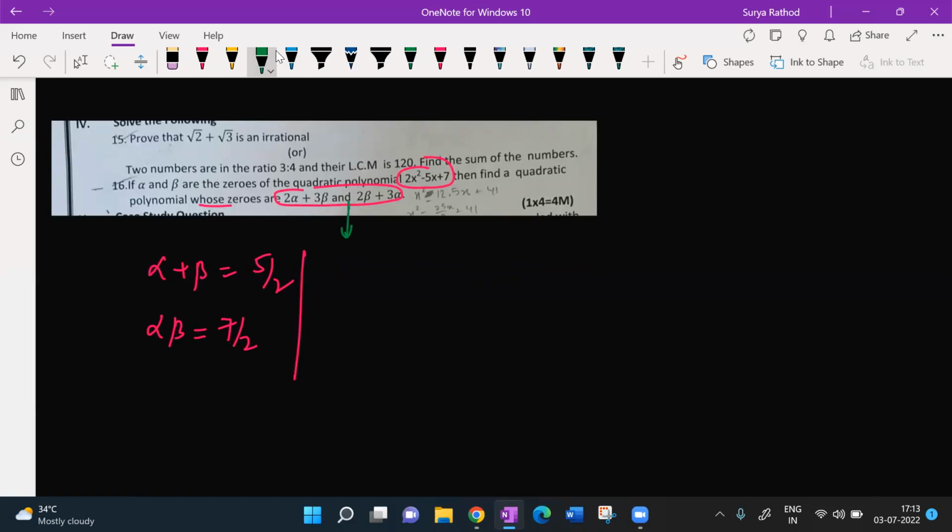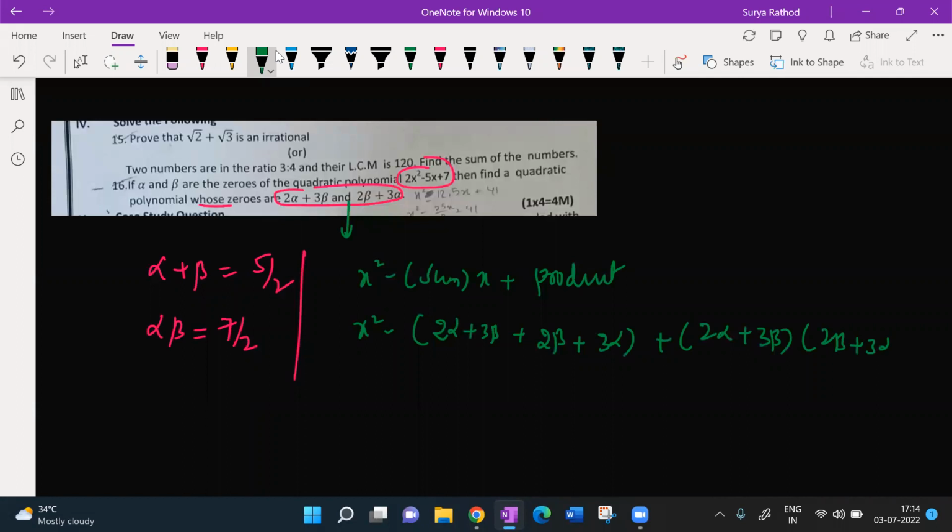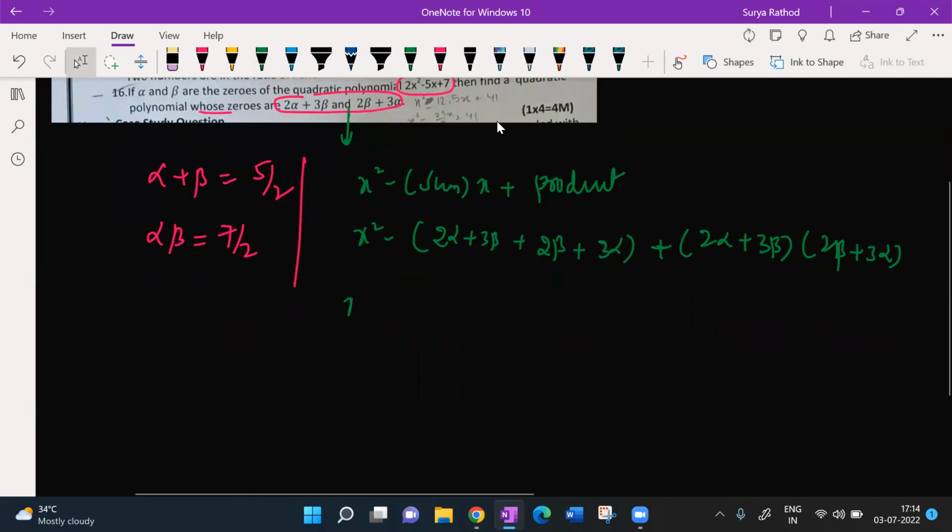Whenever you have such zeros, for finding a quadratic polynomial the formula is what? x square minus sum of the roots into x plus product of the roots, right? So x square minus the sum. What is the sum? 2 alpha plus 3 beta plus 2 beta. Everyone, is everyone listening to the class, right? Yes, sir. Okay. So x square minus 2 alpha plus 3 alpha, 5 alpha. Am I correct? So 2 alpha plus 2 beta plus 3 beta is 5 beta.